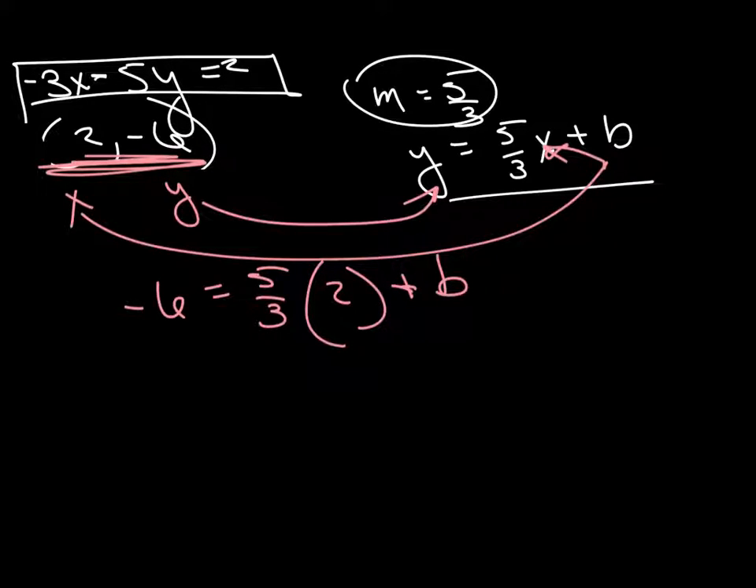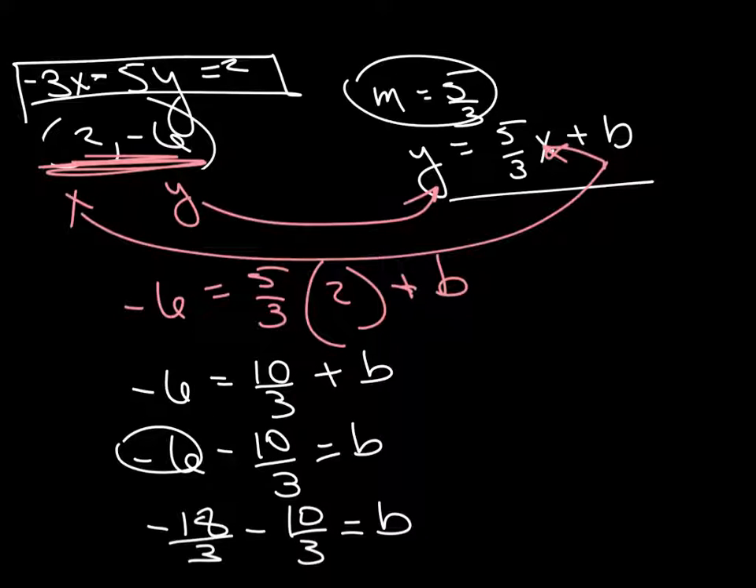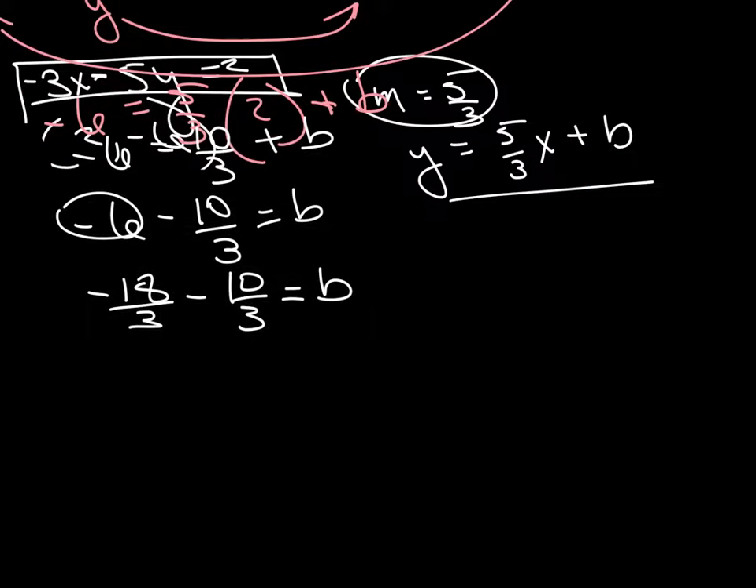There we go. Alright, so let's go ahead and multiply. Subtract 10/3 from both sides. We have to find a common denominator, so we'll make that -18/3. And, okay, let's move this up. This would be -28/3 equals my b. Alright, so I have my m right there, and now I have my b.